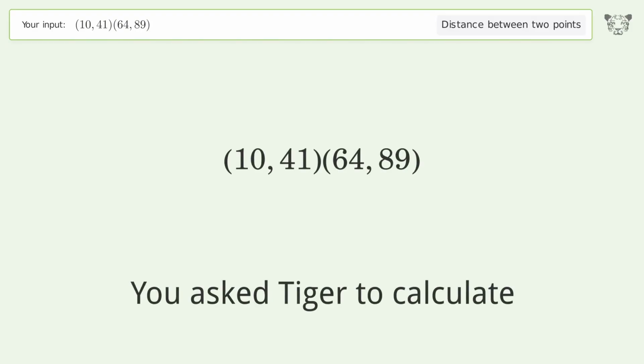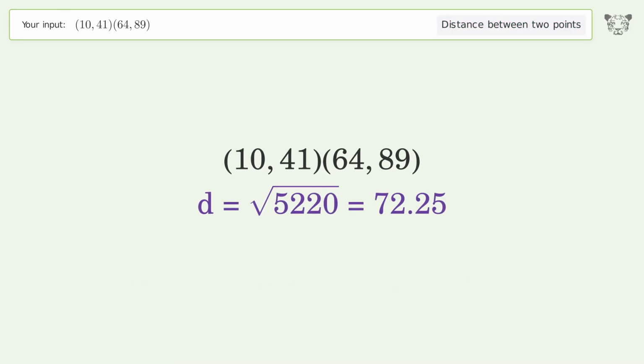You ask Tiger to calculate. This deals with the distance between 2 points. The distance between the 2 points is the square root of 5,220, or 72.25.